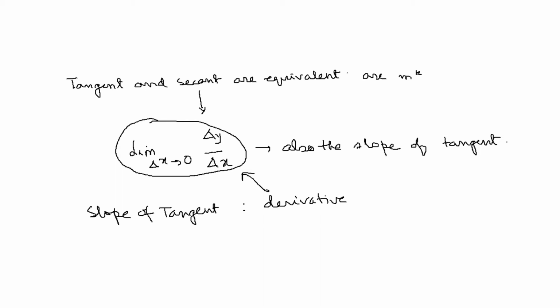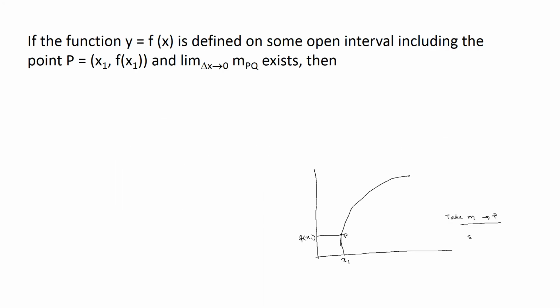So what is the slope of the secant? It was del y by del x. So the slope of the tangent will also be del y by del x, but given that del x tends to 0. So this is called the derivative. Now if the function y equal to f(x) is defined on some open interval including the point P, and we have some limit, then the slope of the tangent at P is the slope of the function at P.